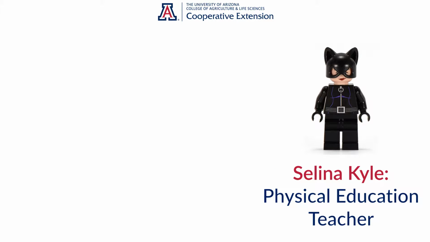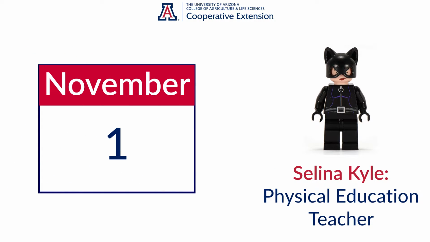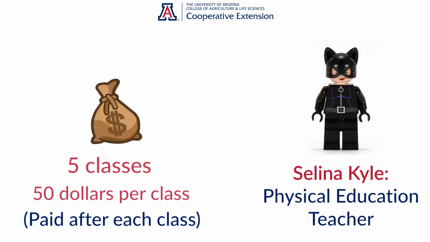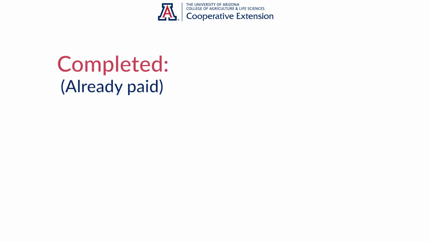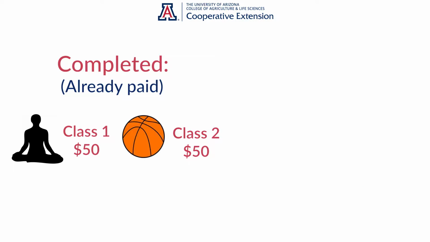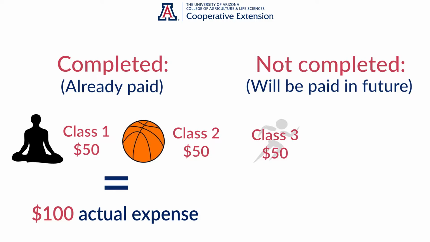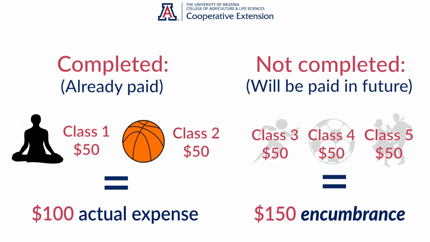Let's say a teacher is hired to teach 5 physical education classes over a period of 5 months. She will be paid $50 after each class that is completed. If she has taught 2 classes already, your actual expense would be the $100 that she has already been paid for the 2 classes she completed, and your encumbrance would be the $150 that she will be paid at some point in the future after classes 3, 4, and 5 have been completed.